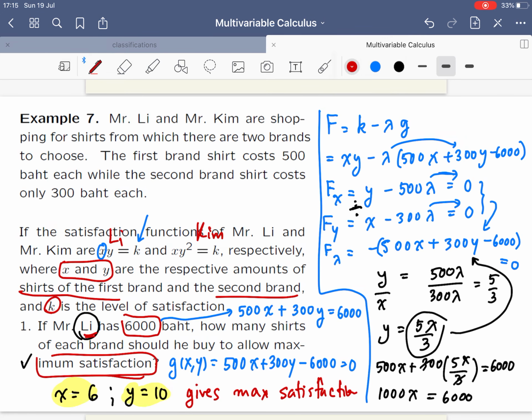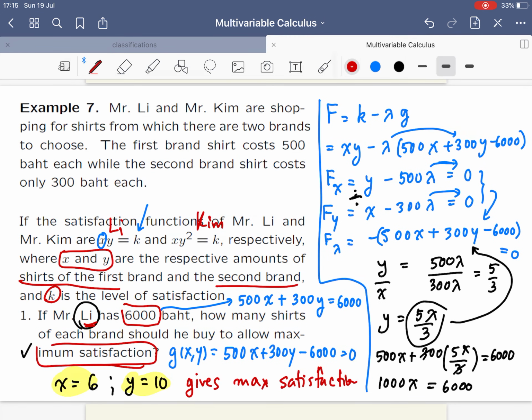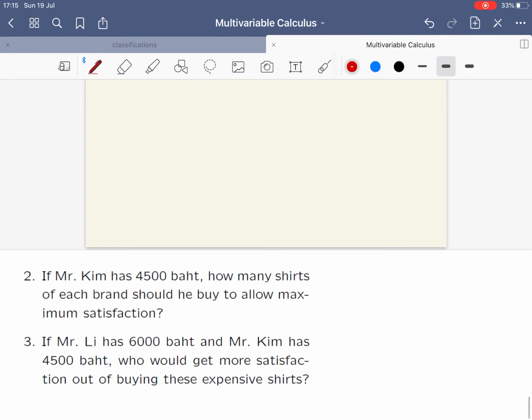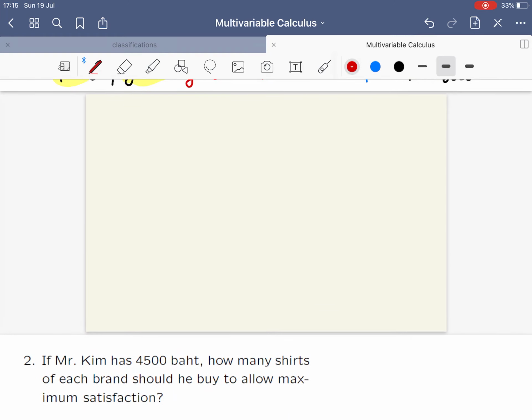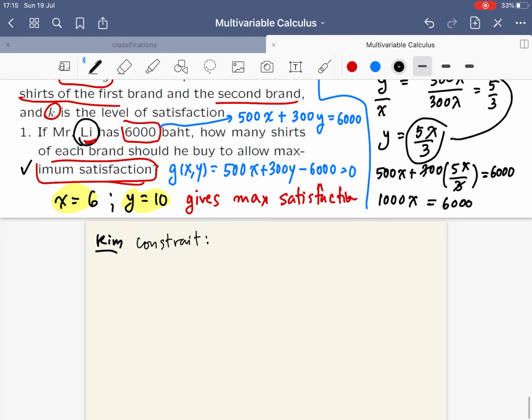Okay, for Mr. Lee. Are we all right? So let's take a look at the second problem. It says that Mr. Kim now has only 4500. So for Mr. Kim, the constraint changes. You remember for the first brand, 500x and 300y, but now he has only 4500.